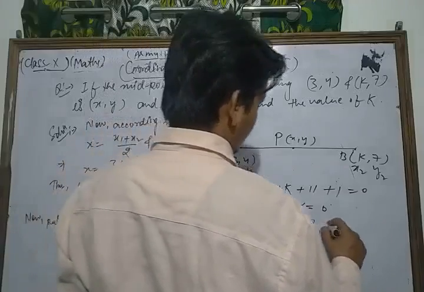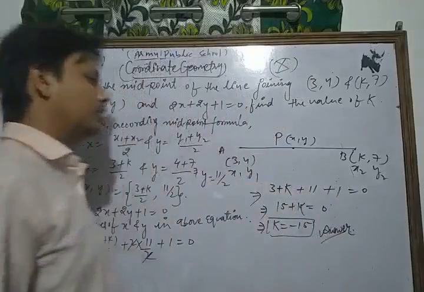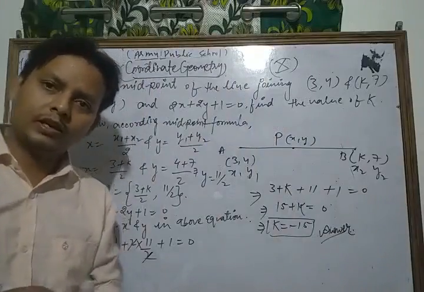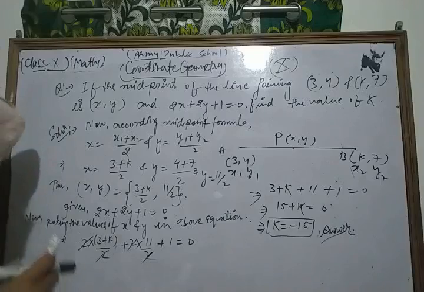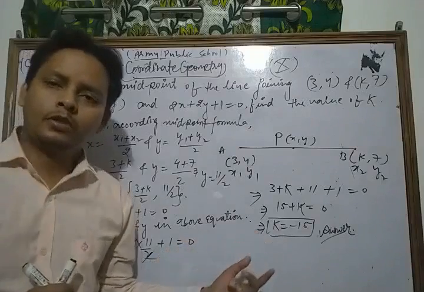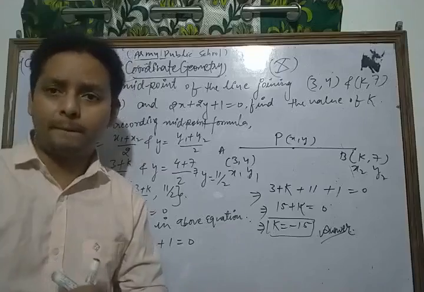K is equal to minus 15. This is the required solution of the given question. Okay, so in this way we find the value of k, which is minus 15.